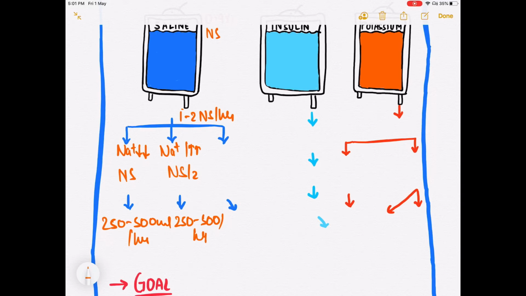If the blood glucose level reaches 250 mg per deciliter or less, then we don't want to drop it below this level. So we add 5% glucose with half of normal saline and supply it at a rate of 150 to 250 milliliters per hour.